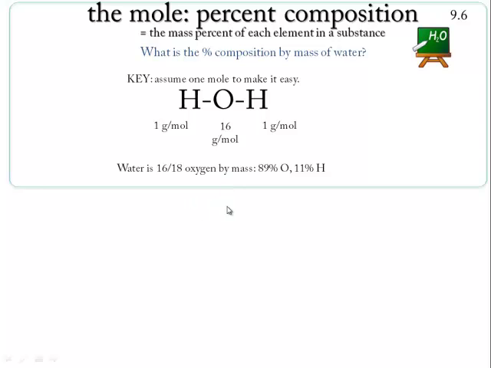For NH3, I get that it's 14/17ths, that is 14 for nitrogen, and 3, that is 1 for each of the hydrogens, 14/17ths nitrogen and 3/17ths hydrogen. Convert those to percents and you should have the answer. This ends Unit 9, the mole.